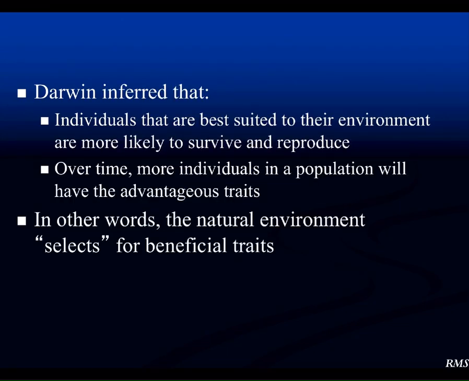Now, Darwin also made inferences. He inferred that individuals best suited for their environment are the ones more likely to survive and reproduce. If you're able to survive in your environment, you surviving means you have a chance of reproducing and passing your genes on. Those individuals that are not adapted to their environment will likely die. If you die, you can't reproduce, which means you don't pass those genes on. So over time, more individuals in a population will have the traits that enable them to survive. And that's an inference Darwin made based on the observations.